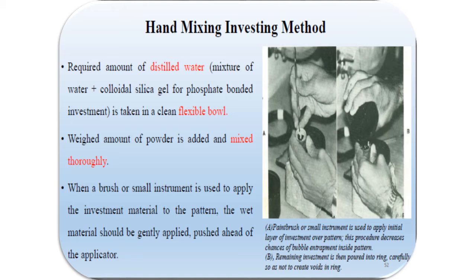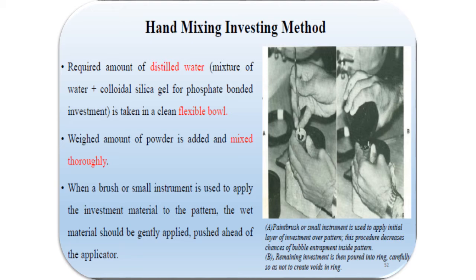When we select the hand mixing investing method, we need to have a flexible bowl and spatula. In that, the required amount or proportion of liquid and powder is taken and mixed with a flexible spatula. If we are using a phosphate bonded investment, colloidal silica will be one of the contents of that particular liquid. The mixing is done with the appropriate ratio, and smooth and gentle circular movements are given in the bowl, and we always try to avoid the entrapment of air in the mixture.